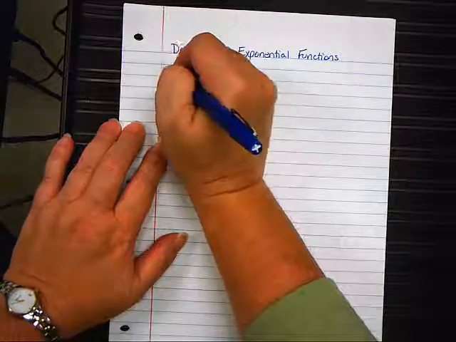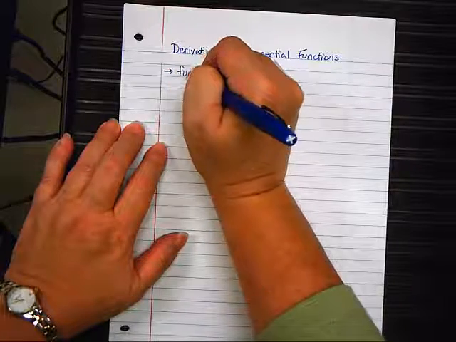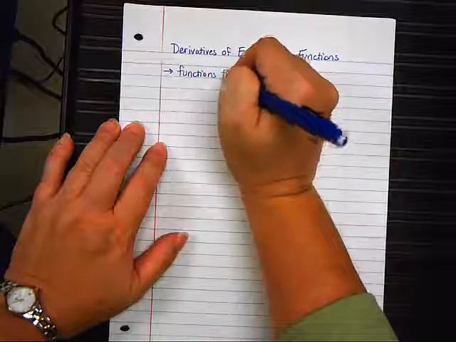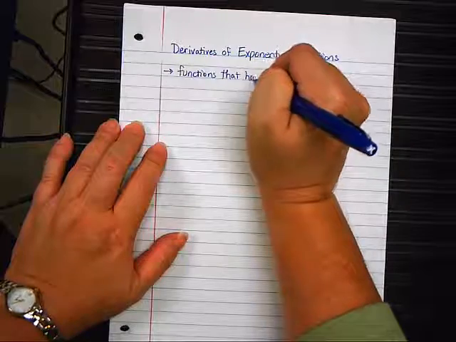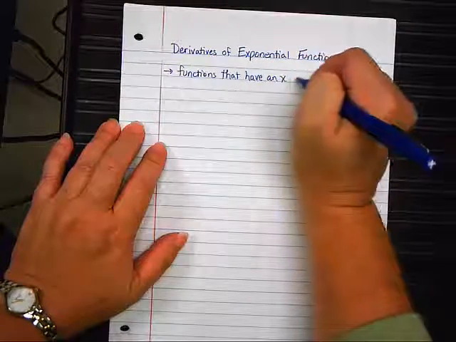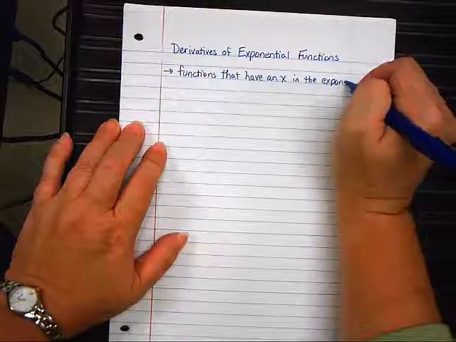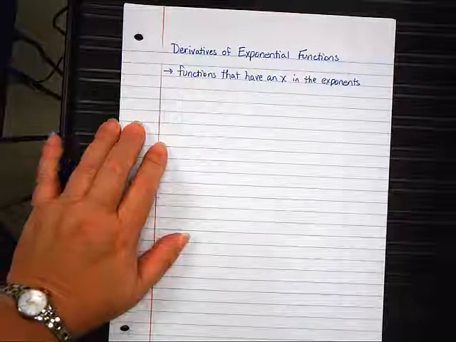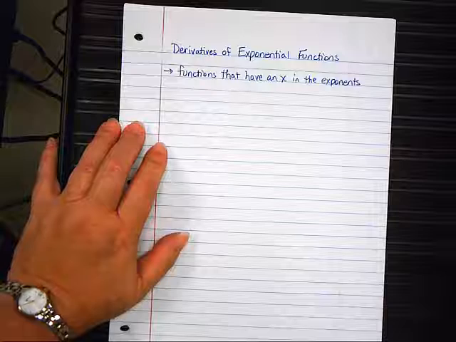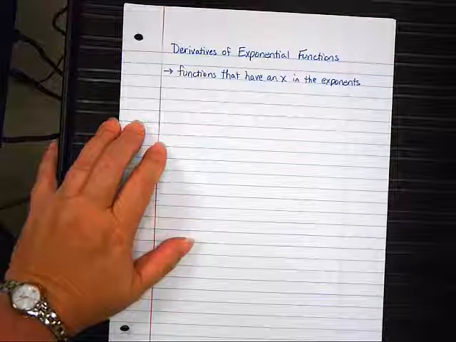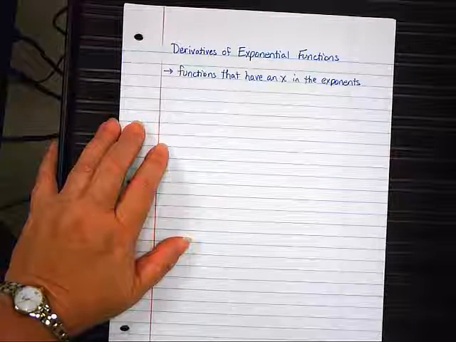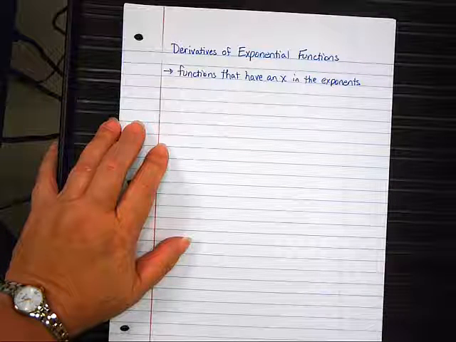And so what we're talking about here are functions that have an x in the exponent. We've had functions with exponents before, but they've always been like x to the 2 or x to the 1/2 or x to the -5. We've never had x's in the exponent, and we've got to learn how to take the derivative of those functions.